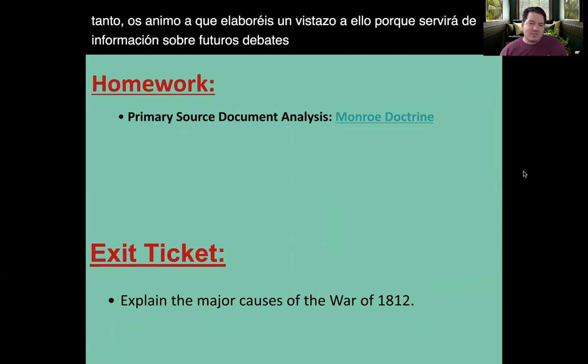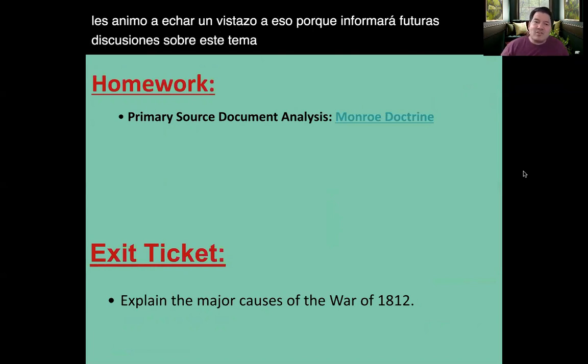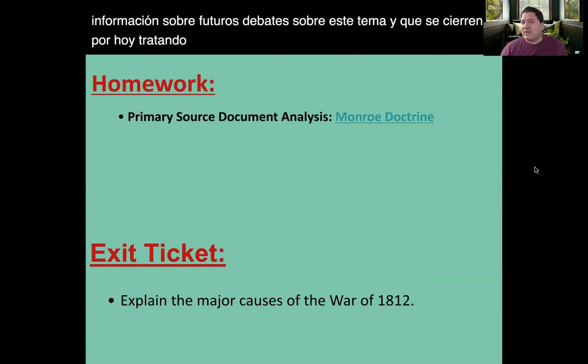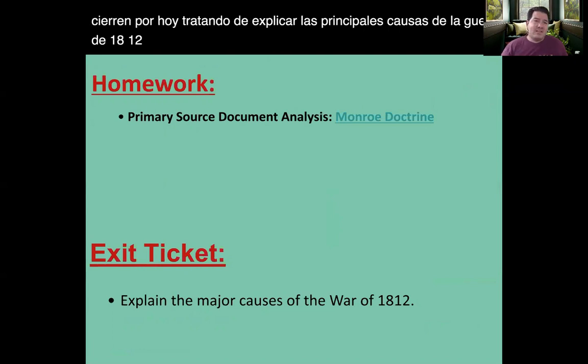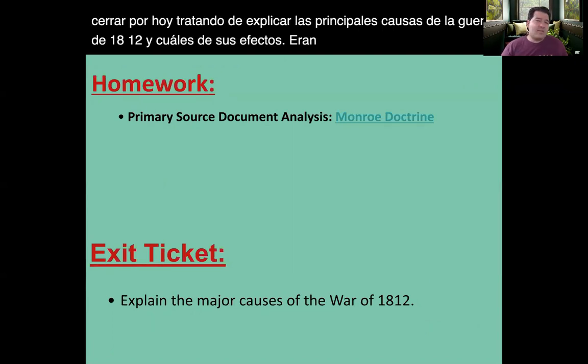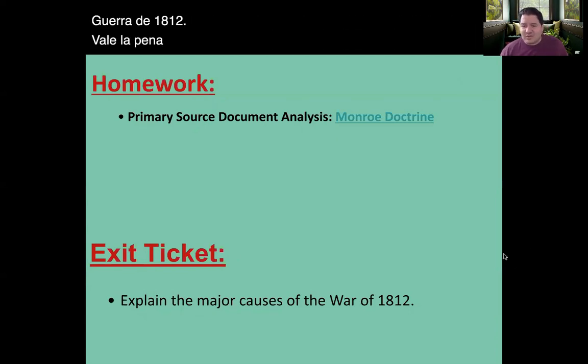And just to close up for today, try to explain the major causes of the War of 1812 and what some of its effects were, and then in general, was the War of 1812 worth fighting for to begin with? I'm interested to know your thoughts.